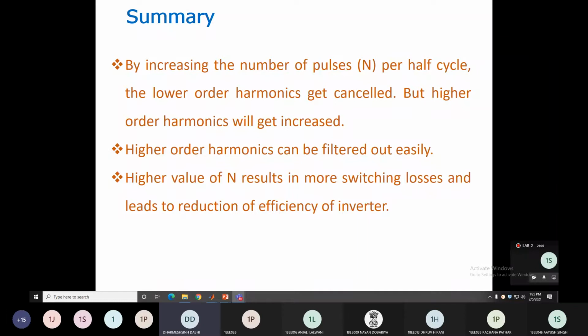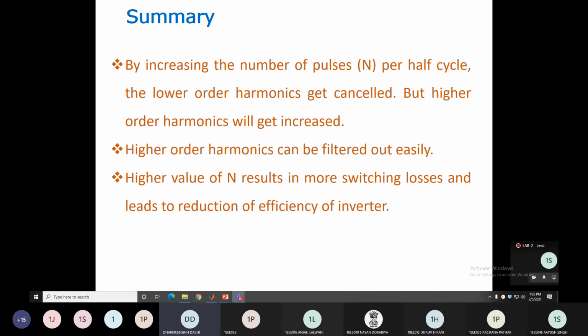Okay. So as I told you, you need to compromise between the efficiency and the harmonic content in your output voltage. Clear? So suppose you want to design the inverter for higher efficiency, then select the frequency of the carrier signal in such a way that you get as low a number of pulses per half cycle as possible, so that the switch is turned on and off at a lower rate. Clear? So that switching losses become less. Otherwise, the efficiency of the inverter decreases if the number of pulses is high.